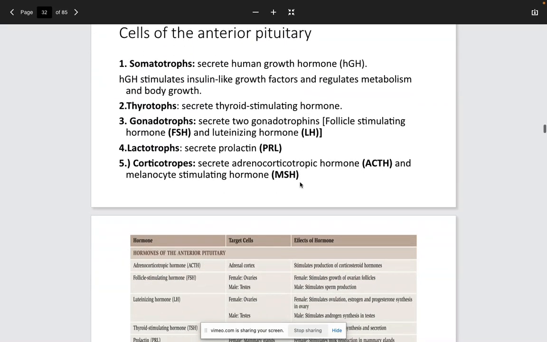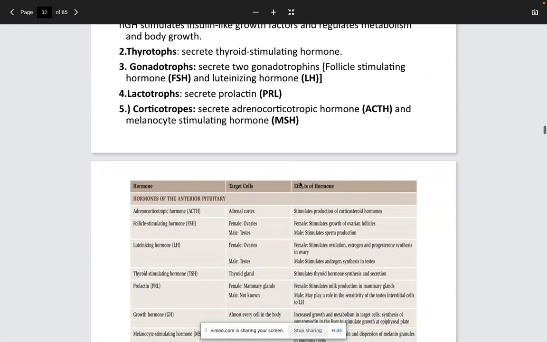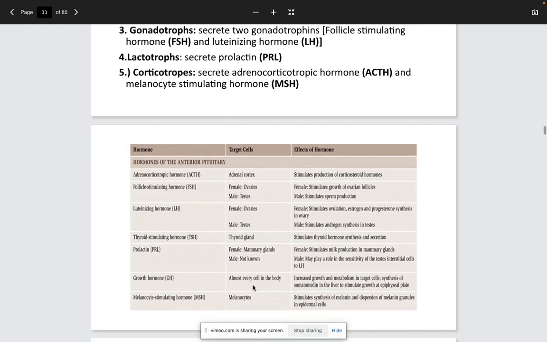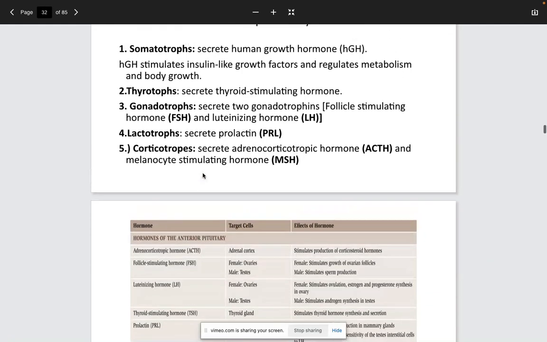There's a nice little table here. Again, if you remember, every hormone has a target cell, and it shows you the location of these target cells. I encourage you to come back to this and review this. If you know this inside and out, I guarantee you that you're going to do well on the exam. We'll just go through this briefly. Again, there's 5 different types of cells.